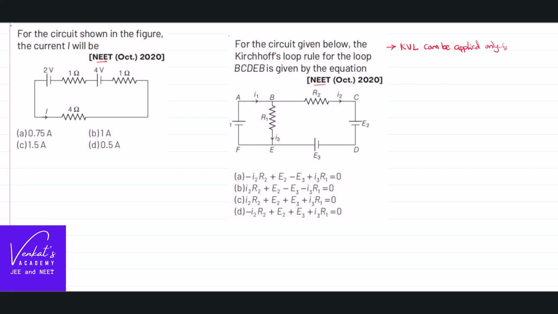only for a closed loop, only for a closed loop. That is the first thing. Second thing is, when you are applying the Kirchhoff's voltage law, we shall consider either clockwise or anti-clockwise direction. We can choose any direction, that shall not be a problem.